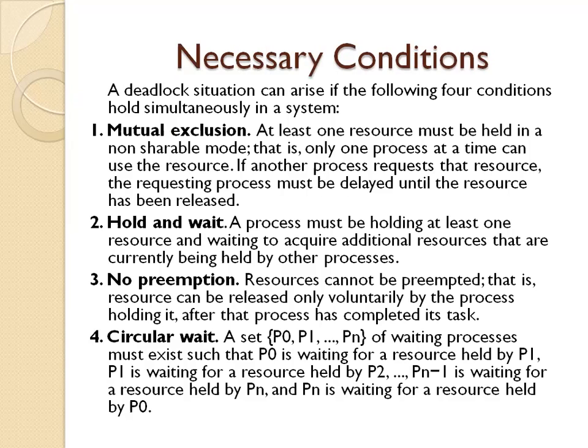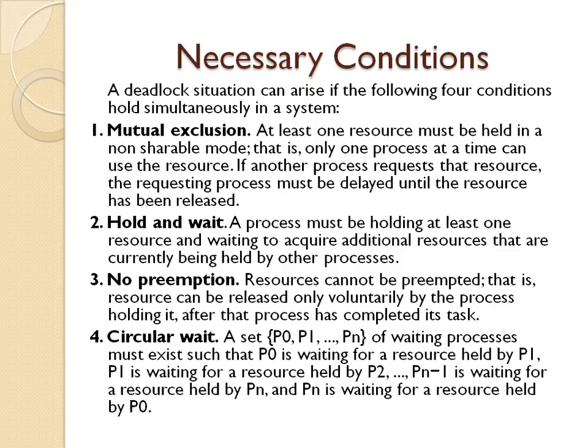Mutual exclusion. At least one resource must be held in a non-shareable mode. That is, only one process at a time can use this resource. If another process requests that resource, the requesting process must be delayed until the resource has been released. Hold and wait. A process must be holding at least one resource and waiting to acquire additional resources that are currently being held by other processes.